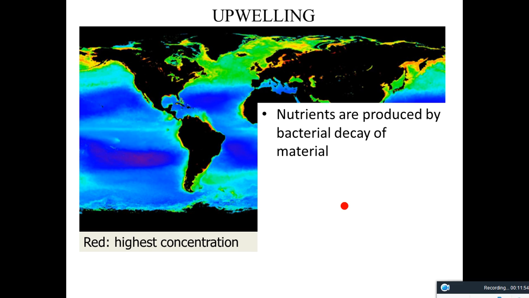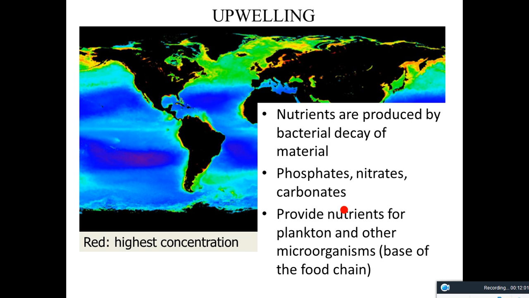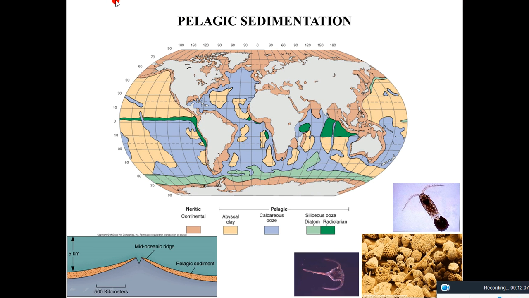So what we can say in a gist: nutrients are produced by bacterial decay of material. Phosphates, nitrates, carbonates, they provide nutrients for planktons and other microorganisms which are the base of the food chain. Okay, now let us understand what pelagic sediments are.